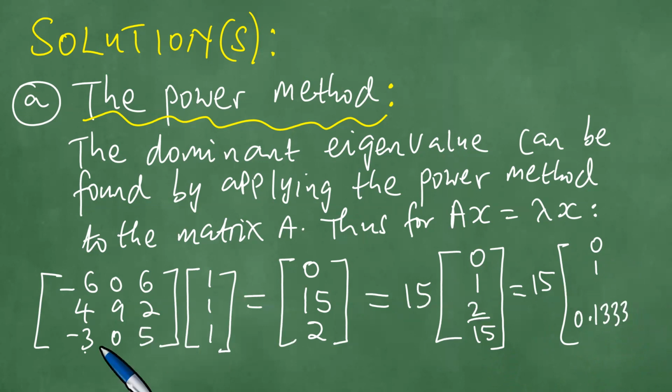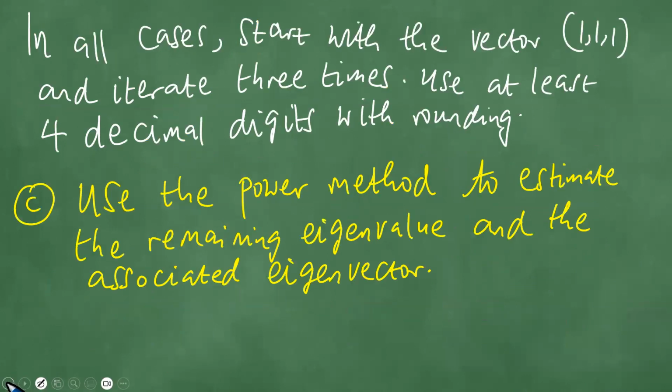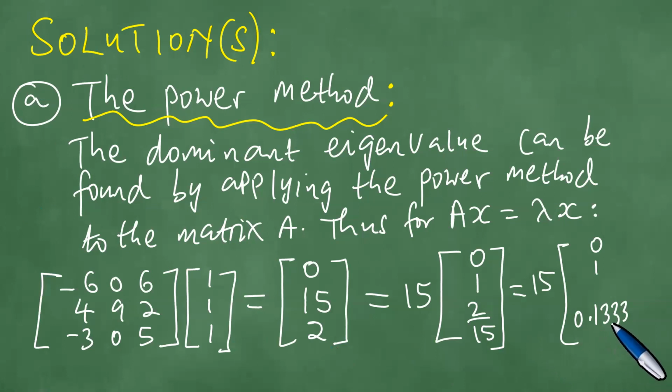3. Okay. How many decimal digits? 4. Okay. Use at least 4 decimal digits with rounding. So now we have 4 of them here. Yes, 4 of them. So this is exactly what we have. So this is the one. Next. Because now we've got this, we take exactly this here, which is some eigenvector, and then we continue with the process.